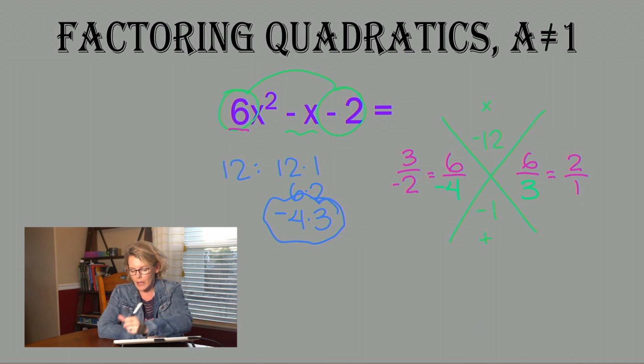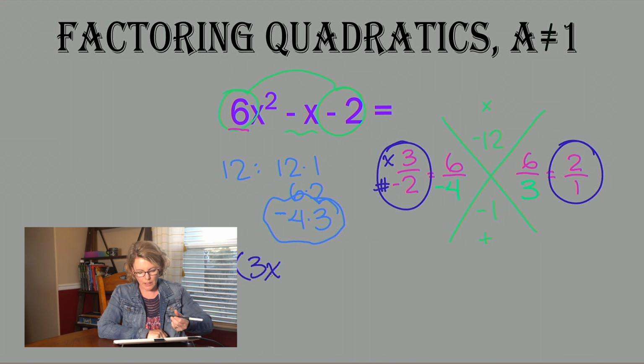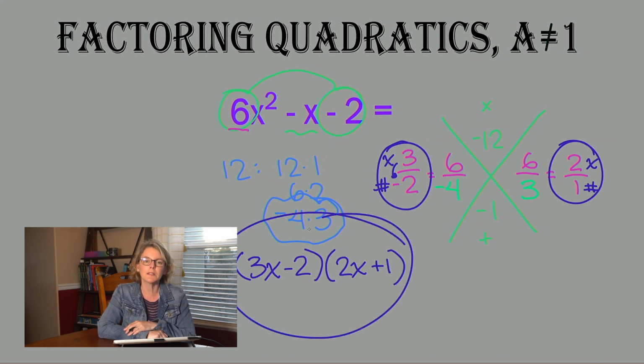Okay, go ahead and write it out. We'll use these guys as our factors. Remember, the top dictates my x and the bottom is the number. So we have 3x here, and then we're reading down and we get a -2. Starting another parentheses. Over on this side, this is my x and this is my number, so this is going to be 2x plus 1. This is the factored form of 6x squared minus x minus 2.